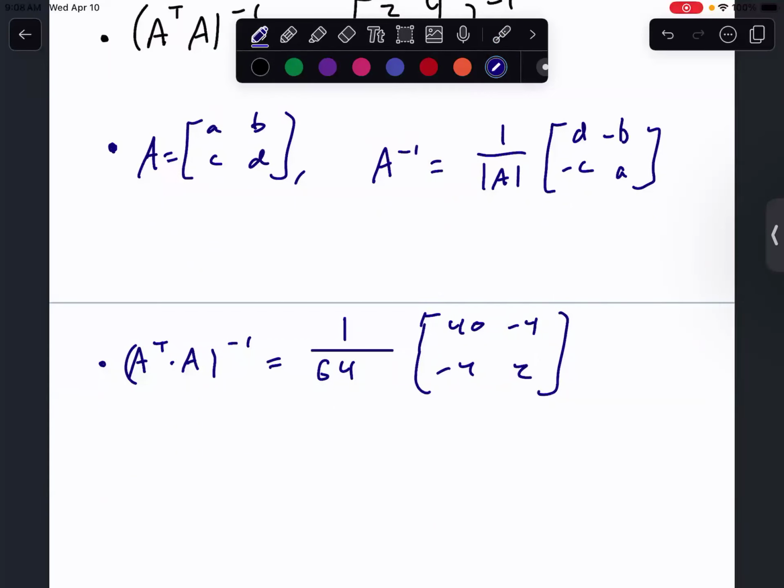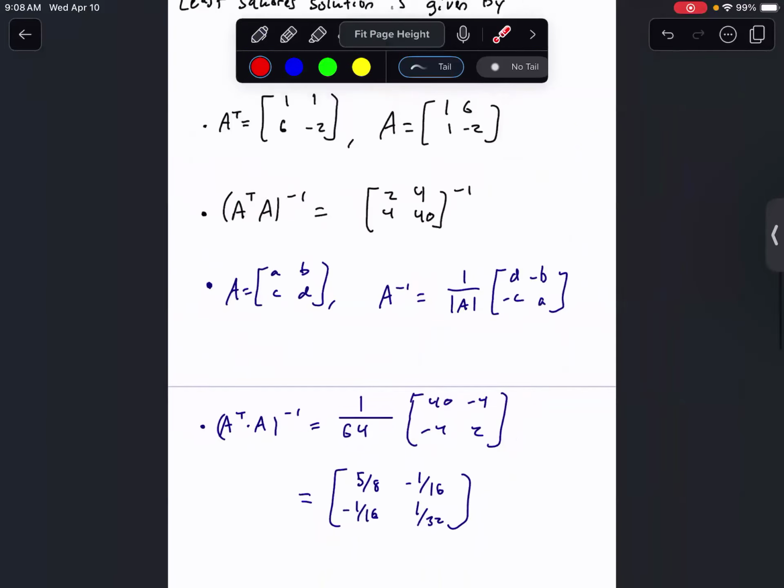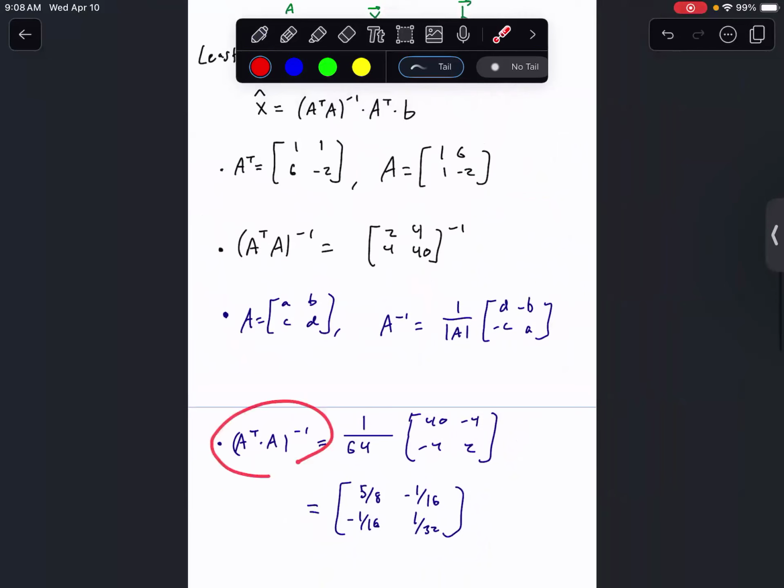If you distribute, you can write it in the following way. So it ends up being equal to 5 over 8, minus 1 over 16, minus 1 over 16, and then 1 over 32. Okay, so this is A transpose times A inverse. And then from there, it's just a matter of multiplying A transpose times A inverse times A transpose times B.